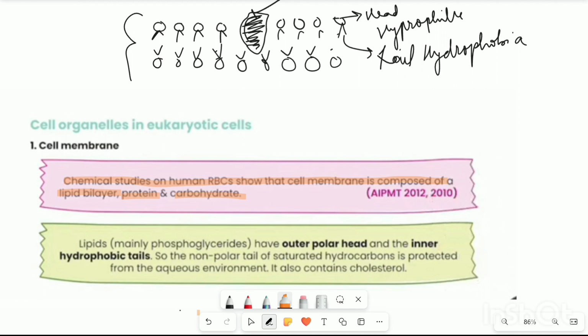Lipid, mainly phosphoglycerides, have an outer polar head and inner hydrophobic tail. So the non-polar tail of saturated hydrocarbons is protected from aqueous environment, which contains cholesterol. With the help of this cholesterol, it helps to maintain the stability of cell membrane. See, we have seen outer polar head and inner hydrophobic tail. Polar head means which is water loving in nature.